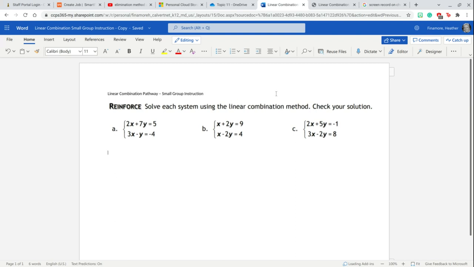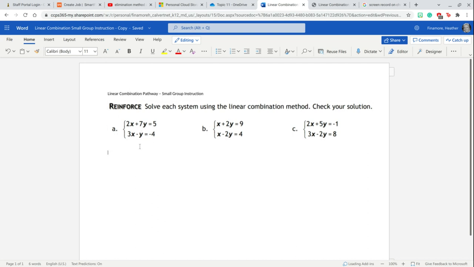Alright, hi guys, we're going to talk about the linear combination method today. Unfortunately I couldn't come in today, so I'm going to try my best to use my laptop and record this quick video for you so that you can still do your linear combination pathway today. This is the small group instruction portion that I was going to do with the whole class.